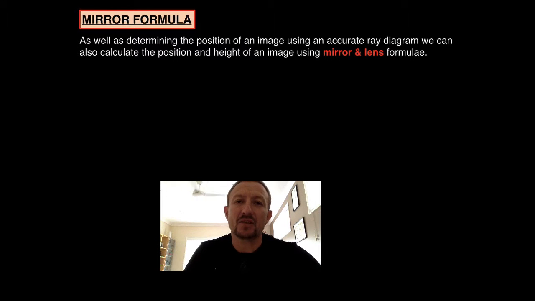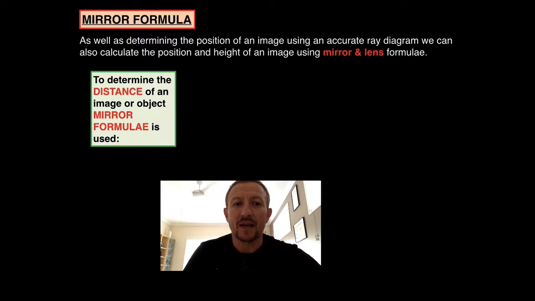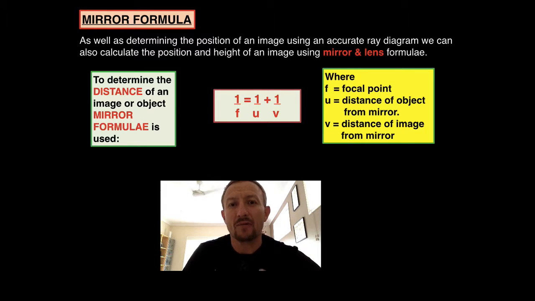So what is the calculation that we use when we're dealing with curved mirrors? With our formulae we can work out the distance that an image is likely to be from the mirror. We can also determine its height with a separate formula, but they come from the same area. The formula is a reciprocal formula, where 1 over f equals 1 over u plus 1 over v. Just to reiterate, f is the focal point, u is the object distance, and v is the image distance.